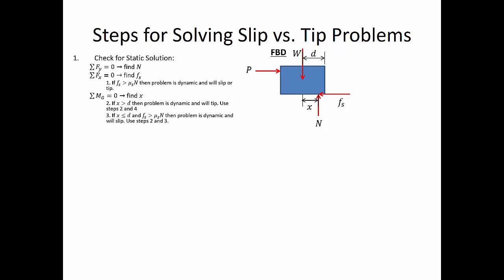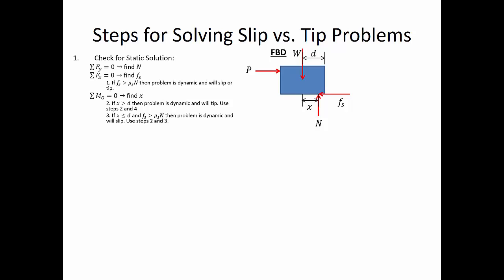Now we have to decide which case it's going to be. Is it going to slip or is it going to tip? So we sum moments about the center of gravity, setting it equal to 0, and we find the location of the normal force from the center of gravity. We'll call that position x as it is drawn on our free body diagram. If x is greater than half the width of the box, d, then the problem is dynamic and it's going to tip.